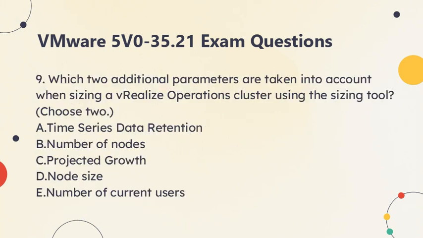9. Which 2 additional parameters are taken into account when sizing a vRealize Operations cluster using the sizing tool? Choose 2. A. Time series data retention. B. Number of nodes. C. Projected growth. D. Node size. E. Number of current users.